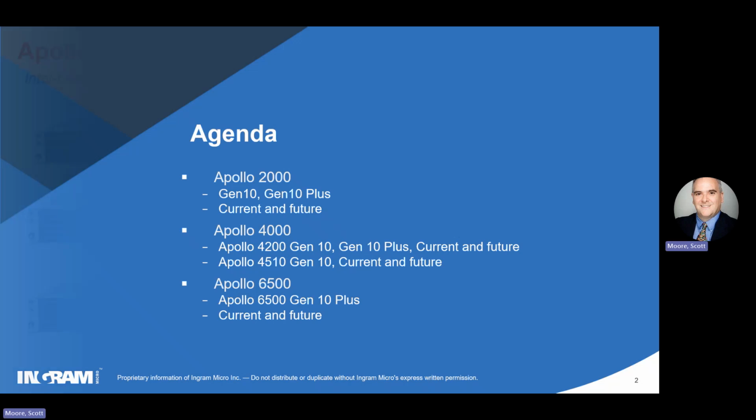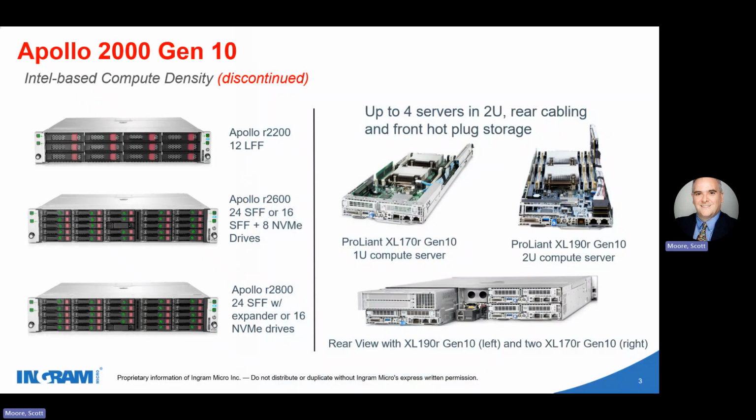So to start off, I want to mention the Apollo 2000 Gen 10. The Apollo 2000 Gen 10 has just recently been discontinued, but I'm going to talk about it a little bit here because you may still have customers who had standardized on it or may ask about it. The Apollo 2000 family was meant to be a compute-dense server. Remember, I said the Apollos were intended to be resource-dense. The Apollo 2000 was intended to be compute-dense.